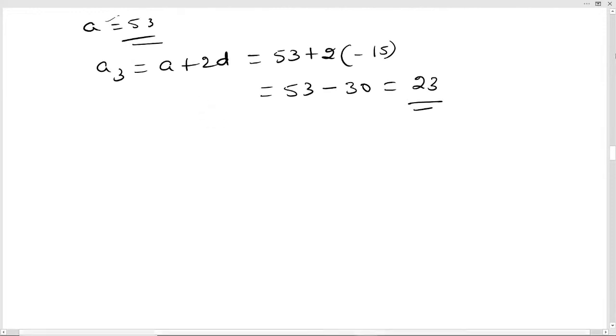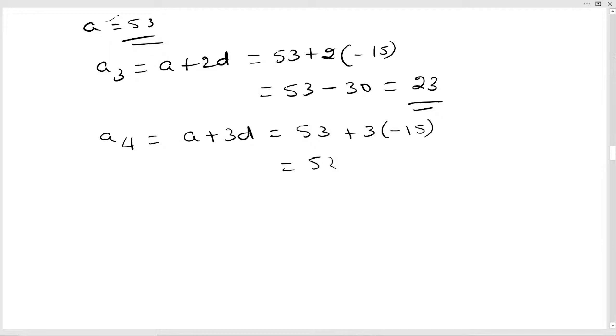Next, they are also asking the fourth term, so you need to find the fourth term also. The fourth term formula will be a plus 3d. Now apply the a value as well as the d value. So the a value is 53 plus 3 into minus 15 because d is minus 15. So 53, now plus into minus is minus, 15 3s are 45. So subtract it: 53 minus 45 is 8. So the fourth term will be 8.